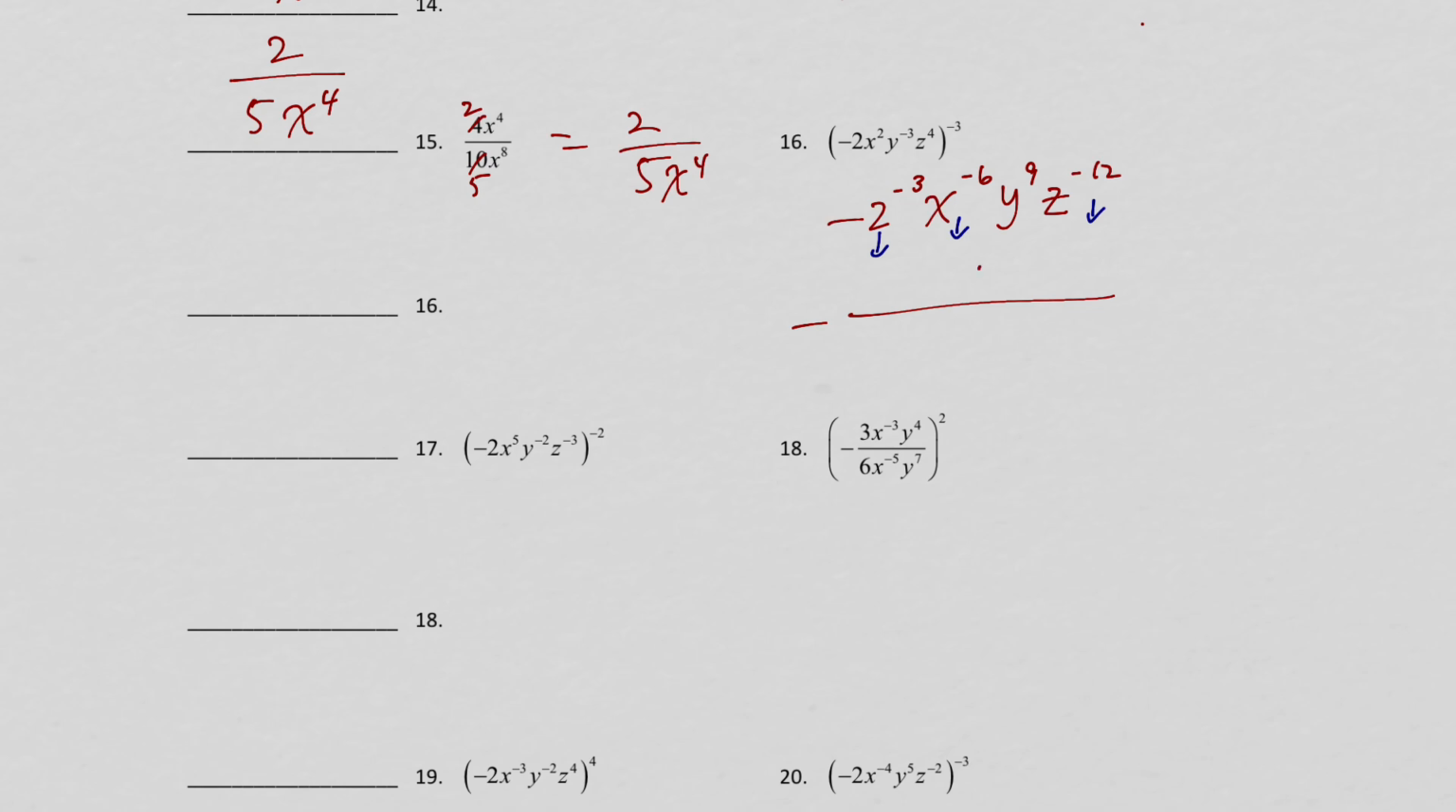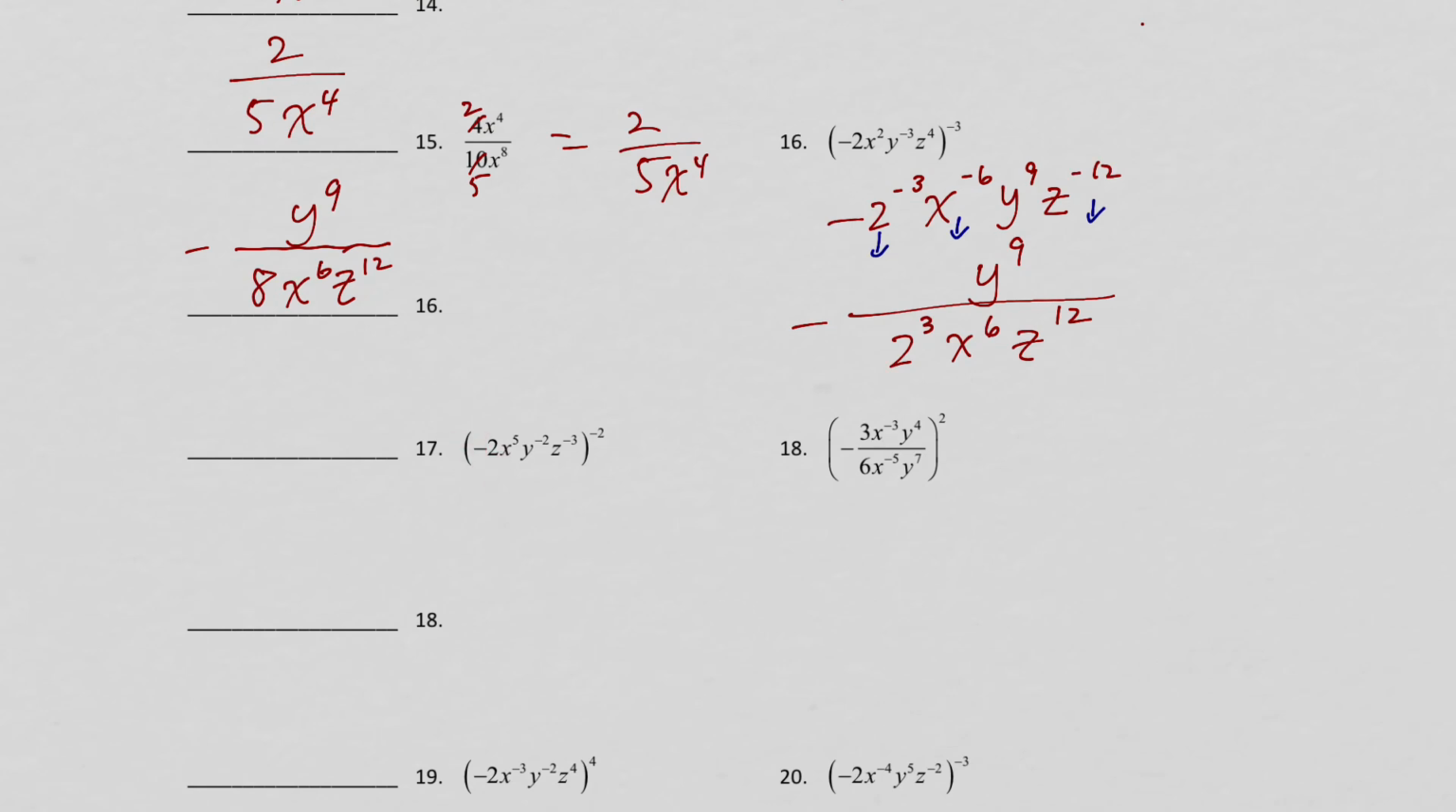So on the top I've got y to the 9. On the bottom I have 2 to the positive 3, x to the positive 6, and z to the positive 12. And finally I've got to simplify that. This becomes an 8. So our final answer is negative. On the bottom we have 8, x to the 6, z to the 12, and on the top we have y to the 9.